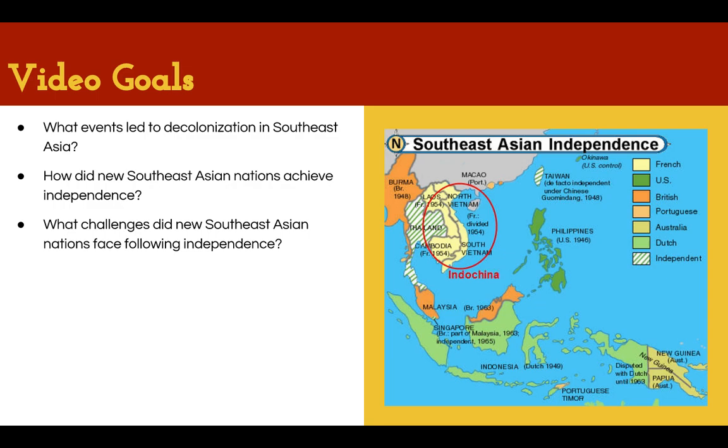So hopefully this gives you an idea of the different forms that Southeast Asian independence took, whether it was granted independence or wars for independence. And hopefully you saw a range of the challenges that new countries face, especially with establishing governments, growth of population, and warfare.